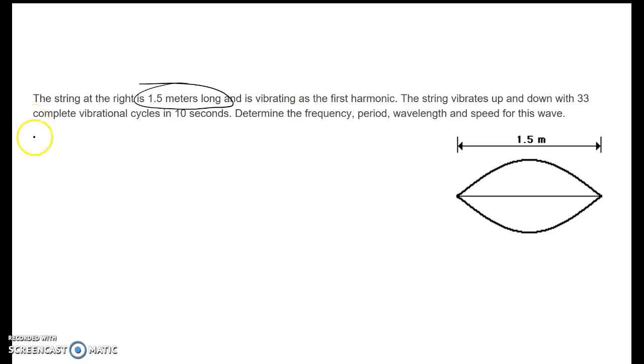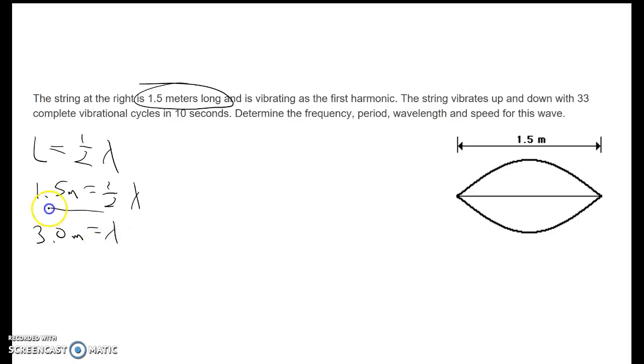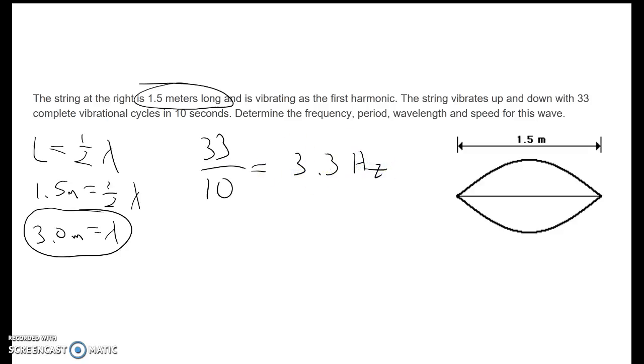So first thing we can do is find our wavelength, right? Our length is 1.5 meters long, 1/2 wavelength. So we just multiply both sides by 2, so our wavelength is going to be 3 meters. Now we want to find our frequency. We get 33 cycles in 10 seconds. So our frequency is 3.3 hertz. To find our period, obviously we take 1 over 3.3, and we get 0.303 seconds. So that's our period.